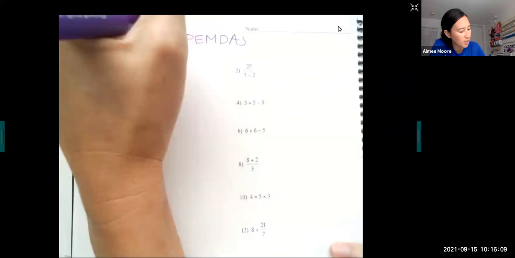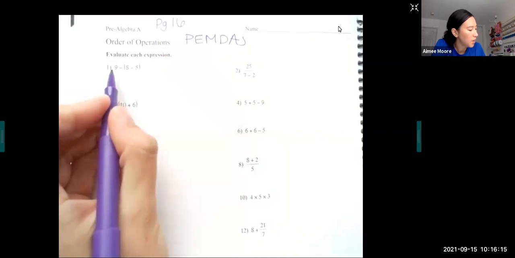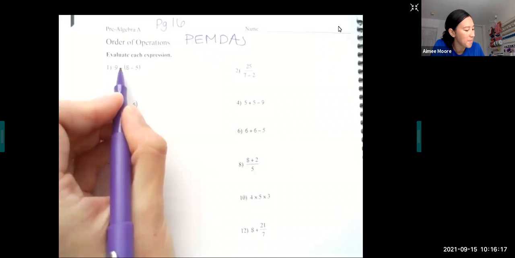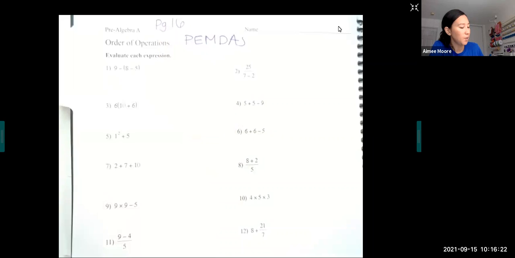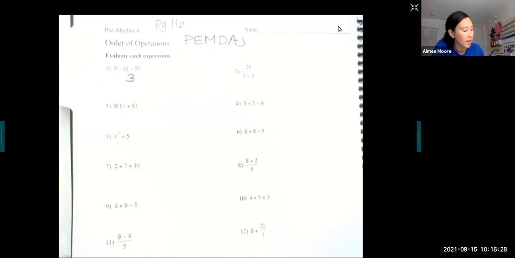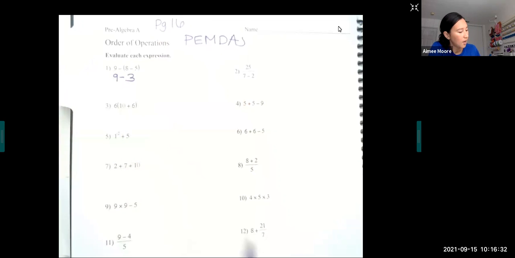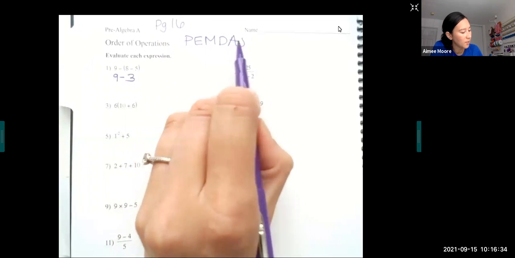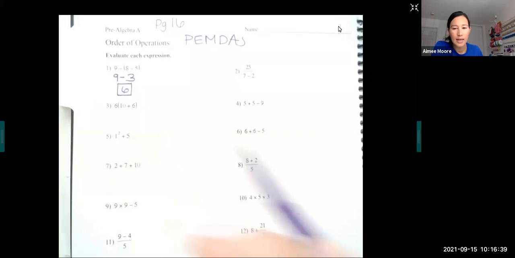Okay, so we're on page 16 in our workbook, and we're going to practice doing some order of operations. So for number 1, we have 9 minus (8 minus 5). So PEMDAS tells us we have to do the parentheses first. So 8 minus 5 is 3. Then we just have 9 minus 3. There's no multiplying or dividing there, so we can do our adding and subtracting. 9 minus 3 is 6.